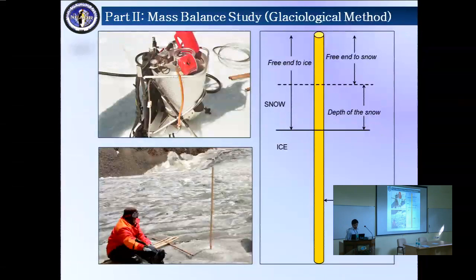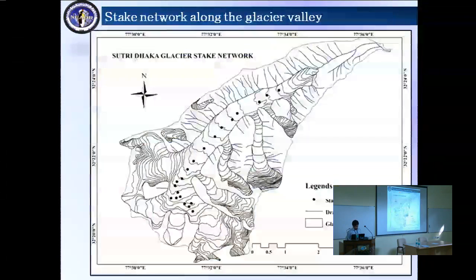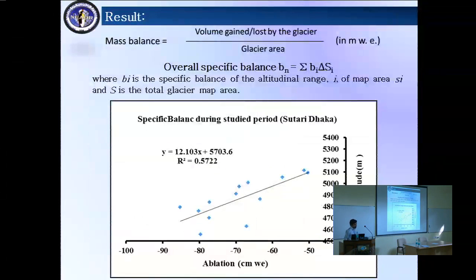And the second part, mass balance study. Mass balance is the measurement of the total gain and loss of the glacier mass, divided by its density.